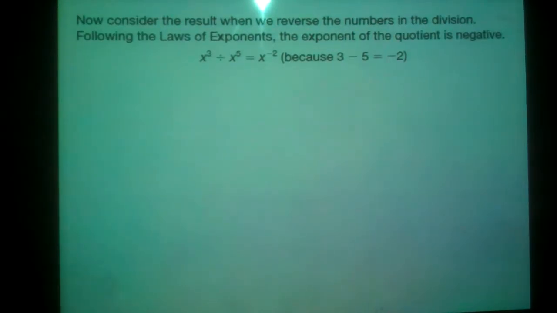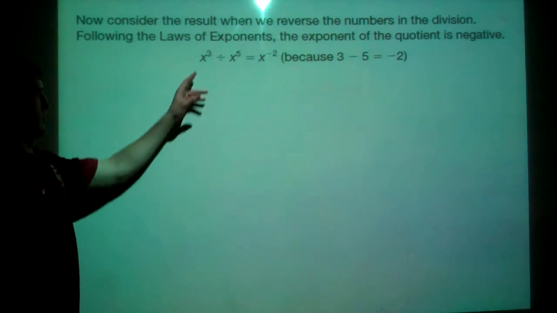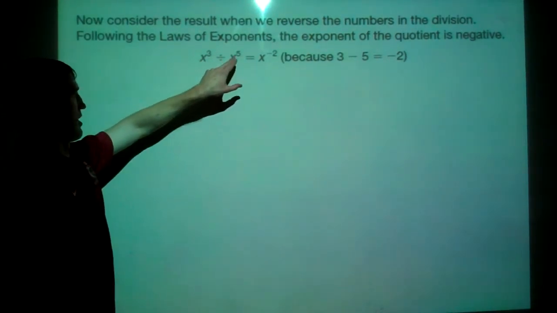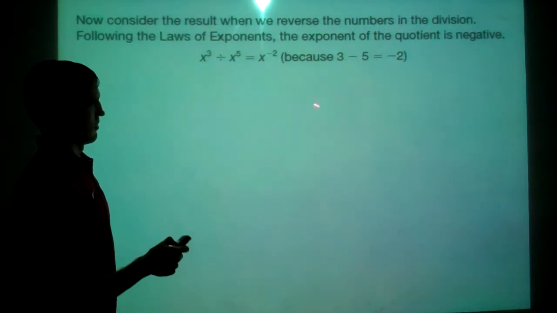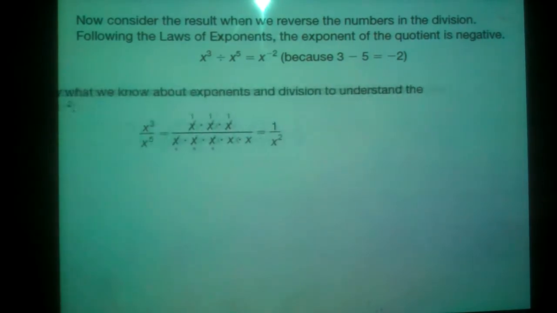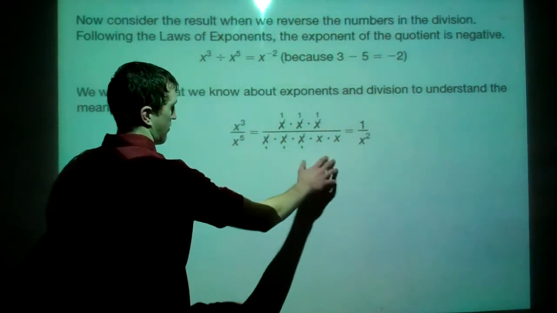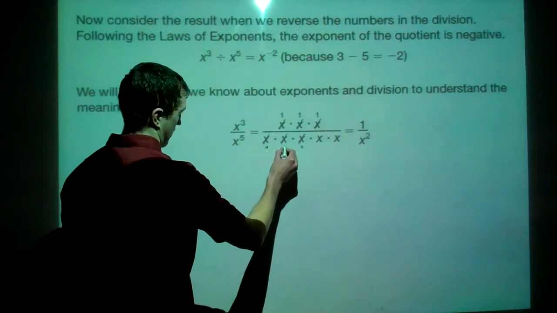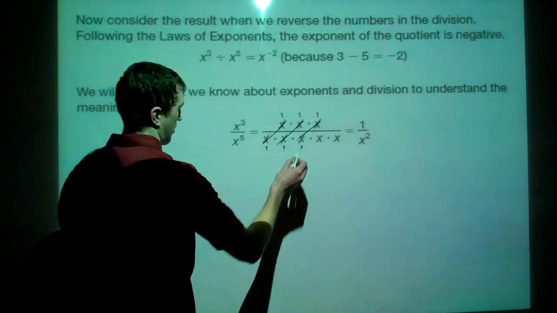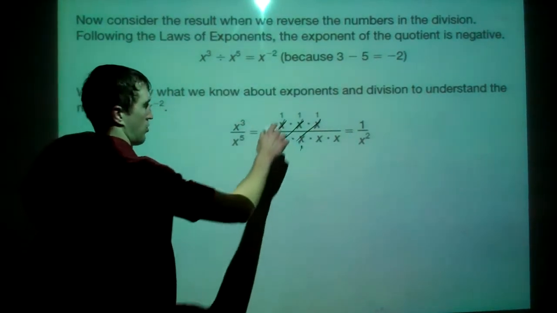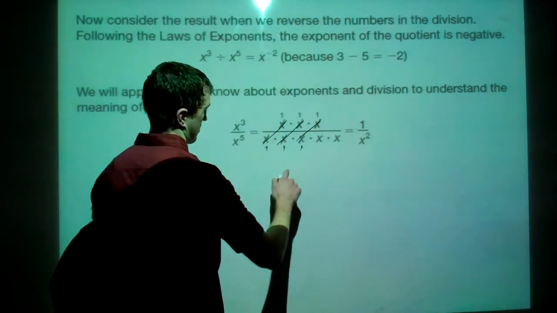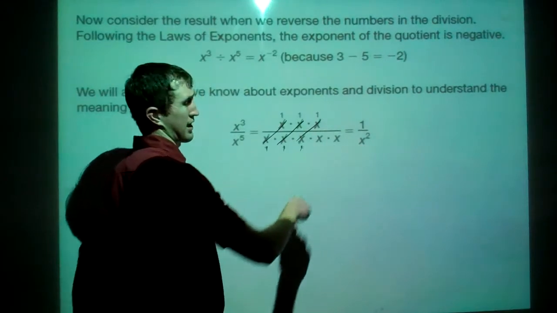Now it says we want to consider the result when we reverse the numbers in the division. So, following the laws of exponents, the exponent of the quotient is negative. Because if we do x to the 3rd divided by x to the 5th now, we get 3 minus 5, which is x to the negative 2, because 3 minus 5 gives us a negative 2. Now let's apply what we know and try to understand the meaning of x to the negative 2. That means we've got 3 x's on the top, 5 on the bottom. But we can cancel those, and you're left with 2 x's on the bottom. So 1 times 1 times 1 is 1, and x times x is x to the second power.